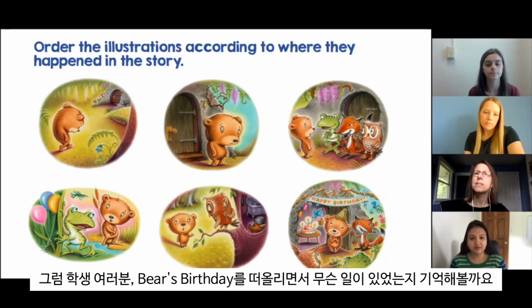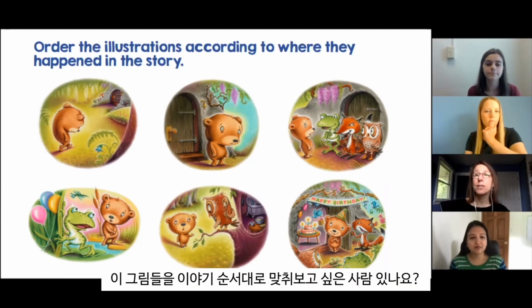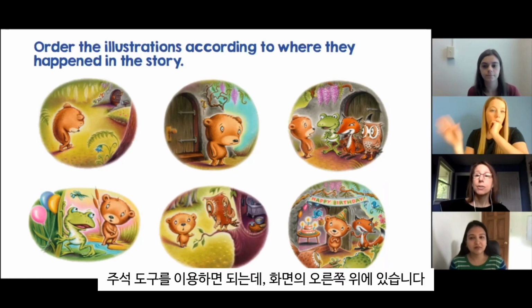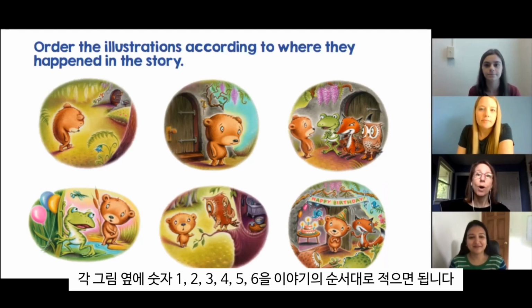Okay, class, so let's try thinking back on Bear's birthday and remember what happened. Does anyone want to try putting these pictures in order of what happened in the story? You can use your annotate tool on Zoom. Molly, that should be just up in the top right of your screen. Can you draw a number 1, 2, 3, 4, 5, and 6 next to these pictures to see what happened first?